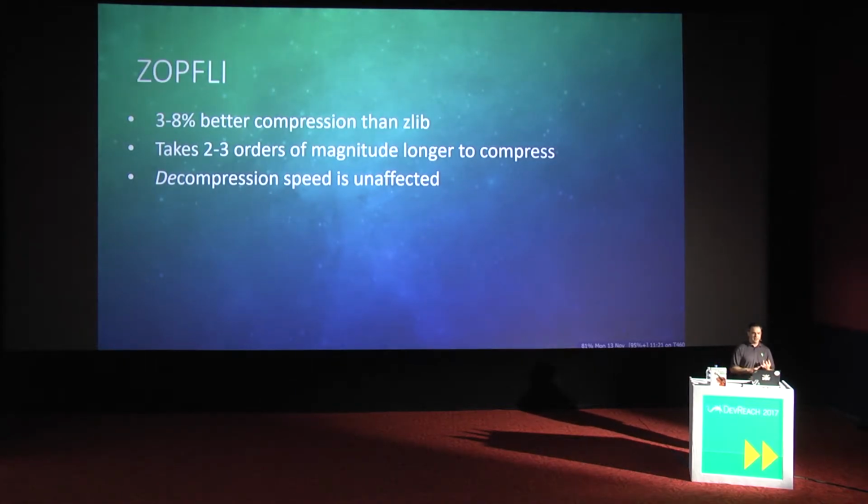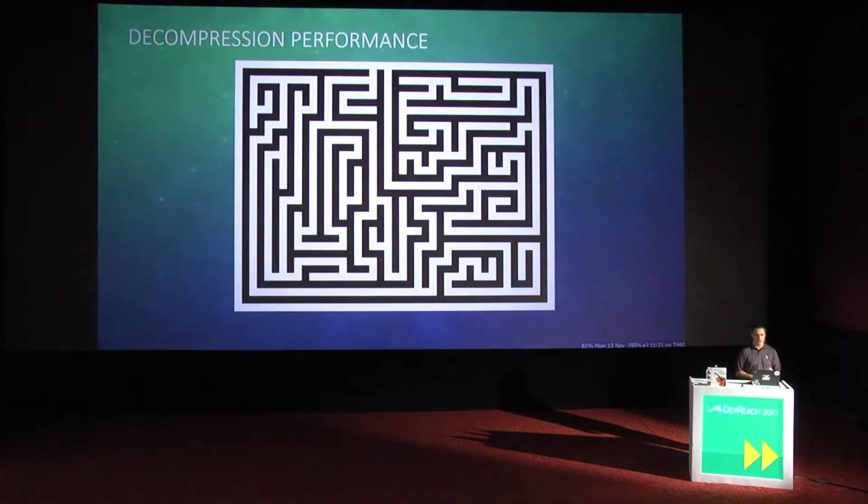Now, there's an algorithm called Zopfli for generating deflate content. Zopfli does 3 to 8% better compression than zlib, but it takes 2 to 3 orders of magnitude longer to compress. However, decompression speed is unaffected. And so if you've got resources that are using deflate today, static resources in particular, one of the things you should look at is using Zopfli to make those resources smaller.